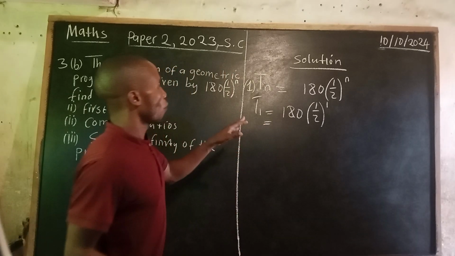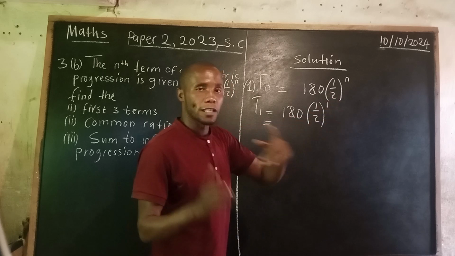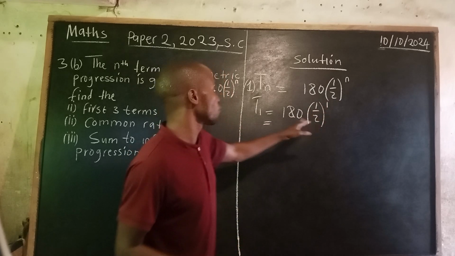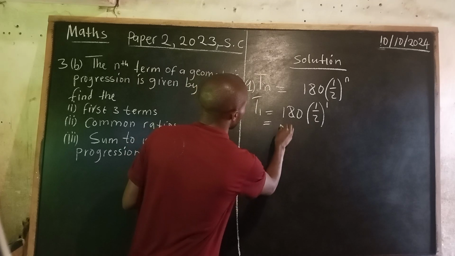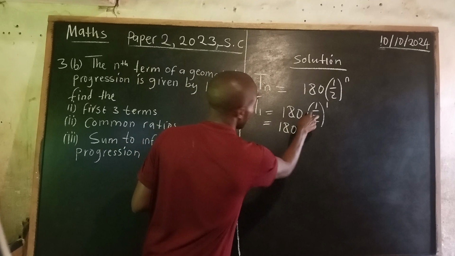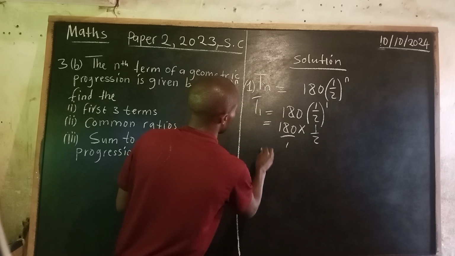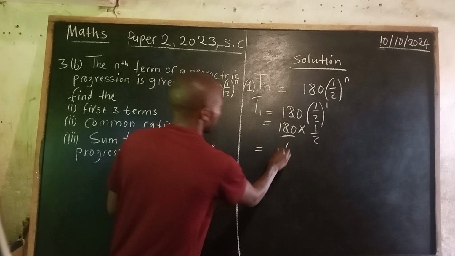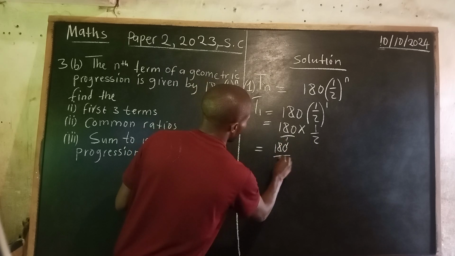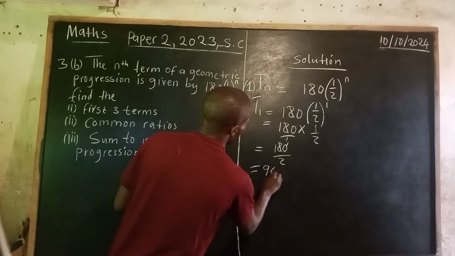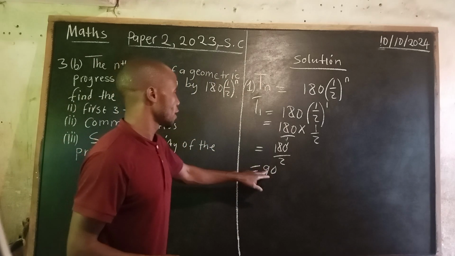So 180, and 1 over 2 power 1 is 1 over 2. So 1 over 2 times 180. Let me expand this: 180 times 1 over 2. We have 180 times 1 over 1 times 2, which is 2. So the answer here will be 90. So we have the first term, which is 90.